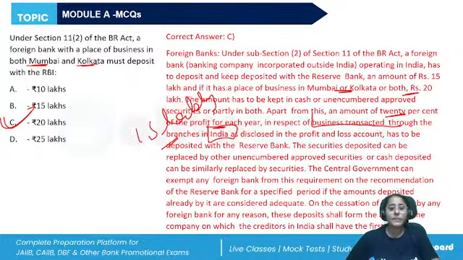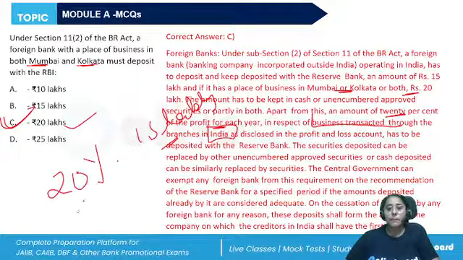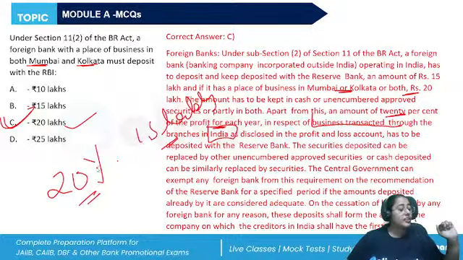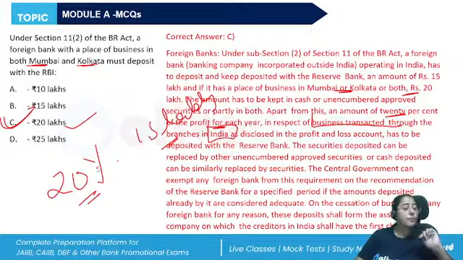All right, so remember this point. If they have the place of business in Bombay or Kolkata, then a 20 lakhs deposit will be maintained. If anywhere else, not Bombay and Kolkata, then 15 lakhs. Apart from it, 20% of the profit of each year will also be deposited. 20% of the profit that is generated from their branches or business in India.